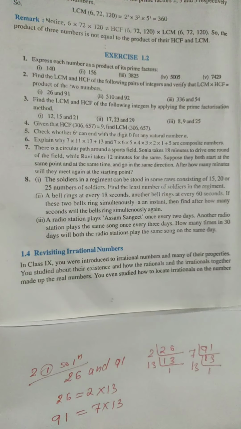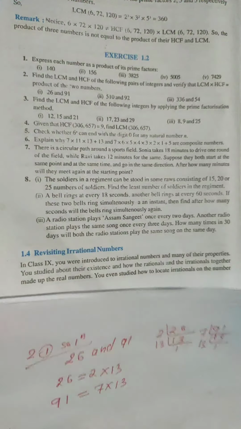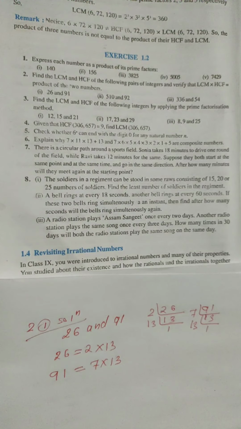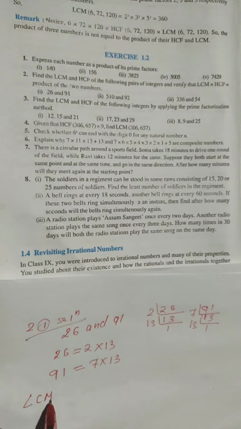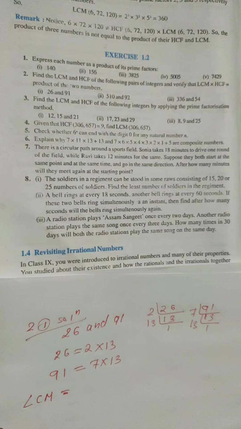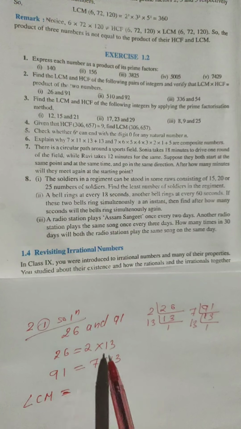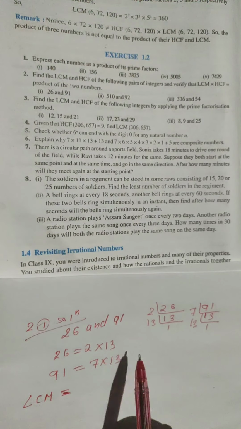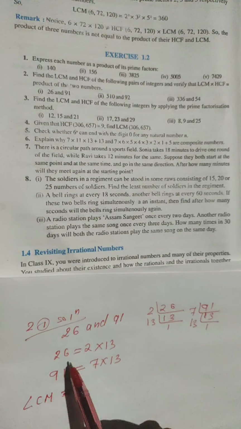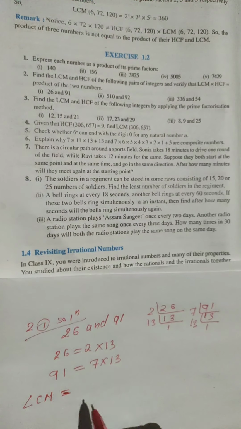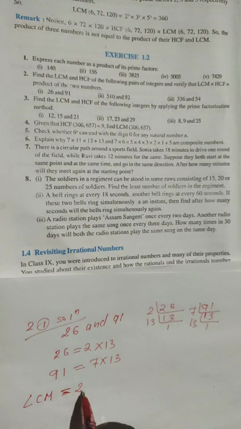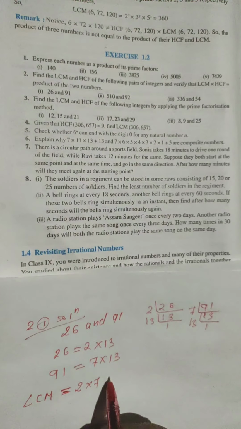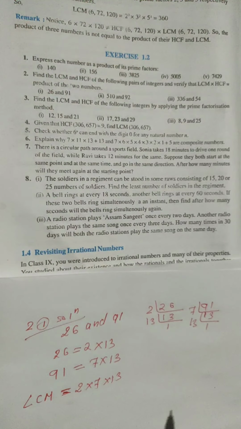Now we have to find out the LCM, right? So LCM equal to, first we have to see the common one and then uncommon one. That means what is common in these two numbers? 13, right? So LCM is 2 into 7 into 13, right?